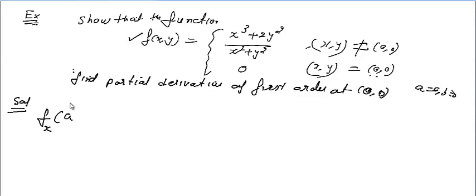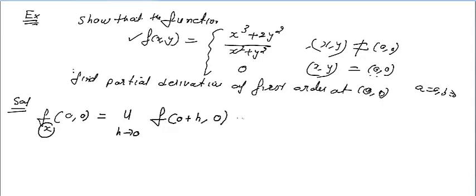So you will take (0,0), correct? It will be the limit as h approaches 0 of f(a+h, b) minus f(0,0) upon h. You know that the a plus means 0 plus h, because you are finding the partial derivative with respect to x, correct? y will be the same because y is b now. So this is the basic definition that I have applied.